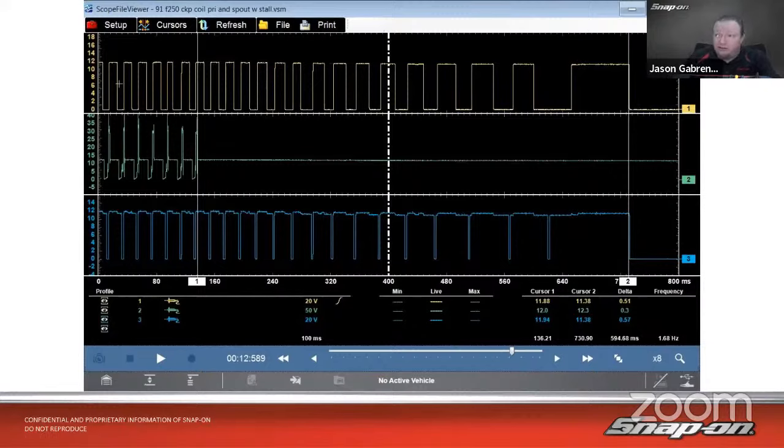Now, we could have used 2 channels. Could have used the crank sensor versus the ignition or the ignition versus the spout. If we had done the crank versus the spout, we wouldn't have seen anything. We just have to move it around, right, till we find what we're looking for. But yeah, it's pretty obvious being able to look at multiple different channels to do that.